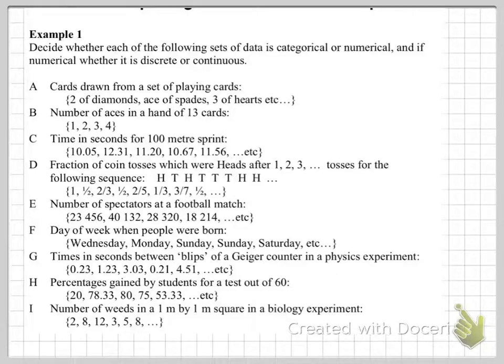Right, let's look at an example here. Here's some data examples from A to I, and what I'd like to do is pause the video and label them as categorical, numerical, and if they're numerical, decide whether it's discrete or continuous. Okay, I'm going to go over this using color code. So categorical, I'm going to call yellow, and categorical, where there's no numbers used, are simply A and F. Everything else is clearly numerical.